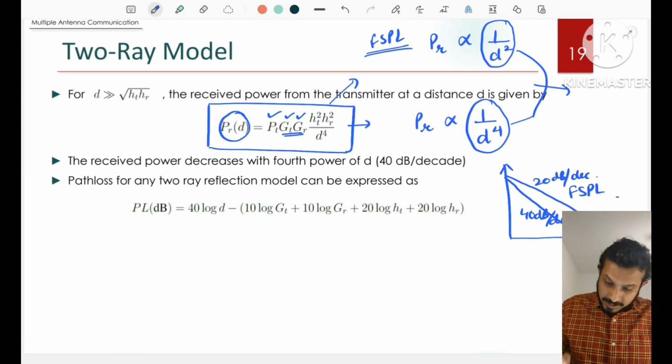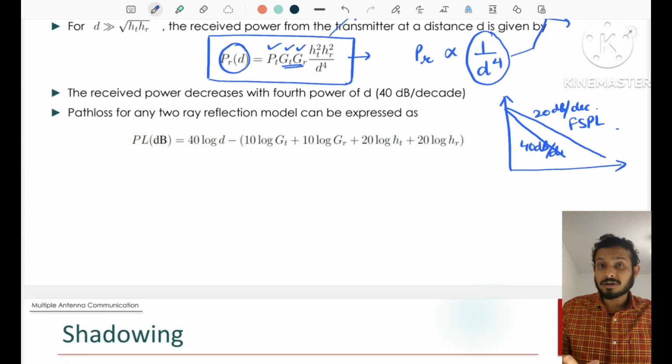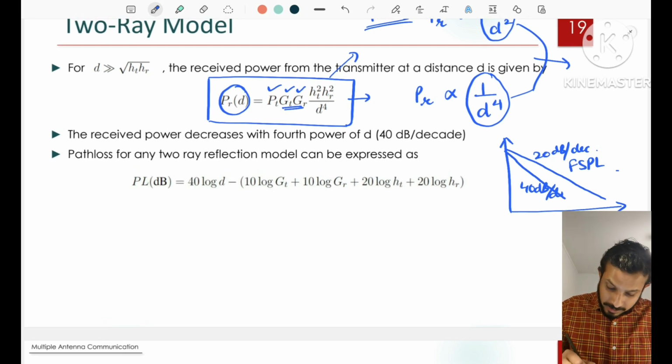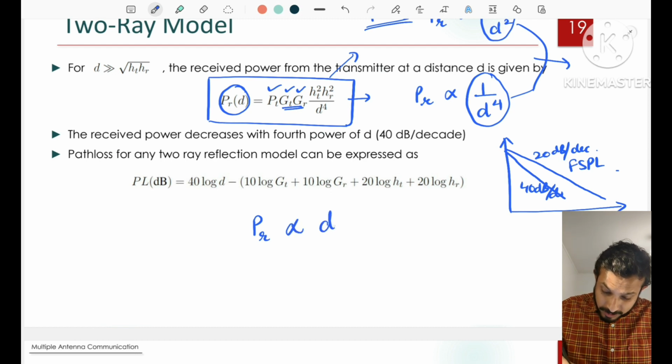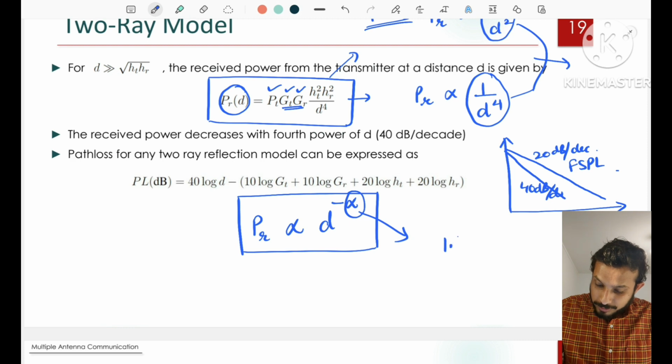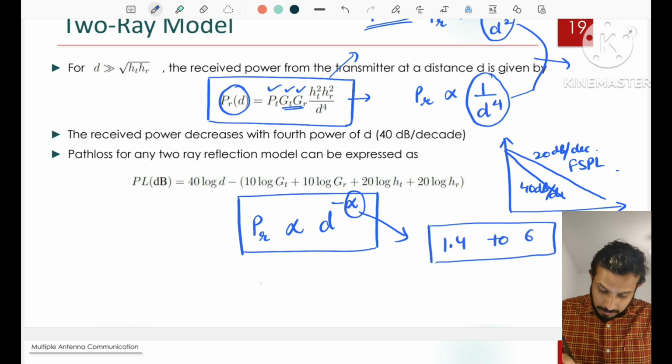So in general, there is not a single reflected ray, there may be multiple reflected rays. So we can say that received power is proportional to distance raised to power minus alpha, where alpha could be anything between 1.4 to 6 depending on the operating environment, and the path loss is directly proportional to the distance raised to power alpha.